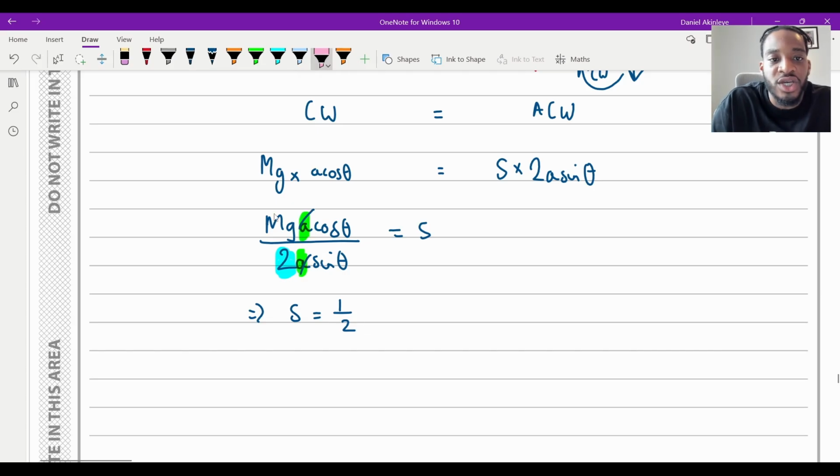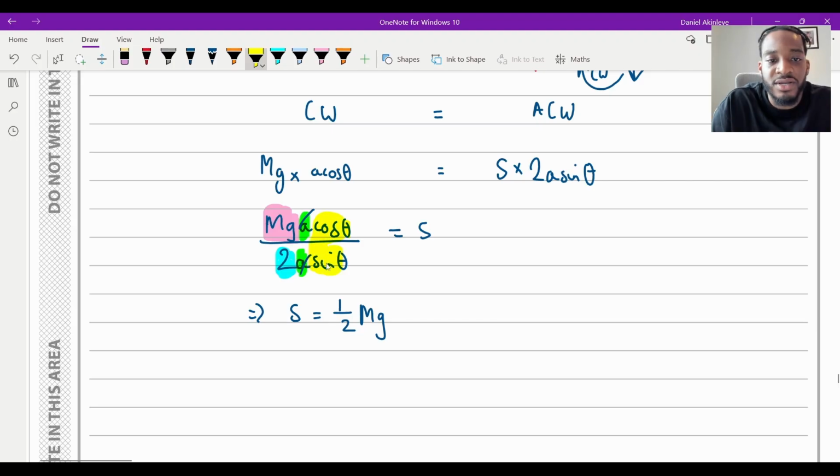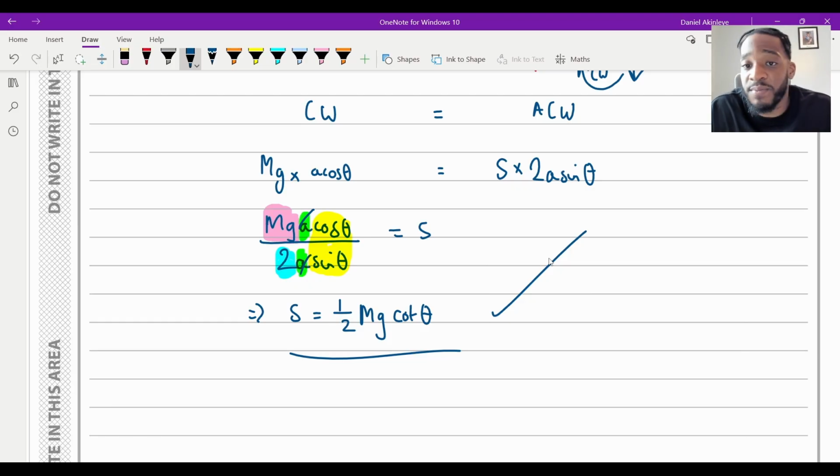And then I've got this mg here, right? So right now I've got a half mg. And then to finish off with, I've got cosine over sine. We know that this is just cot theta from our trig identities. So therefore we get S is equal to half mg cot theta as required. And that will give you the 3 marks. And that is our part B done.